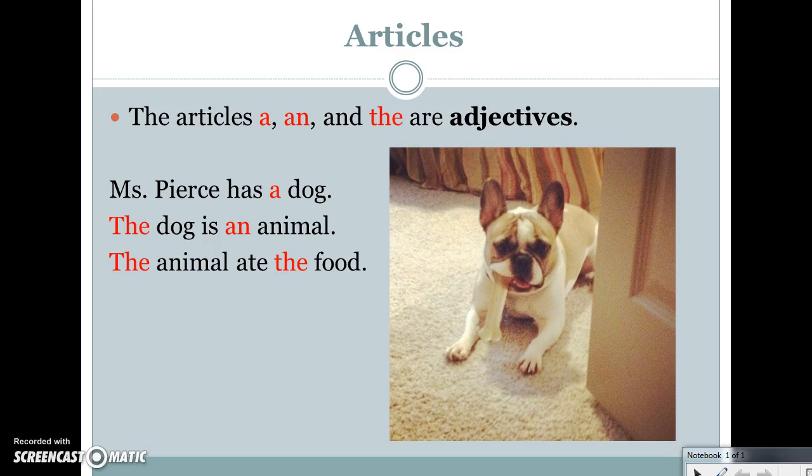Let's get started with articles. The articles a, an, and the are adjectives. For example, Miss Pierce has a dog. The dog is an animal. The animal ate the food, as Millie is posing for you.